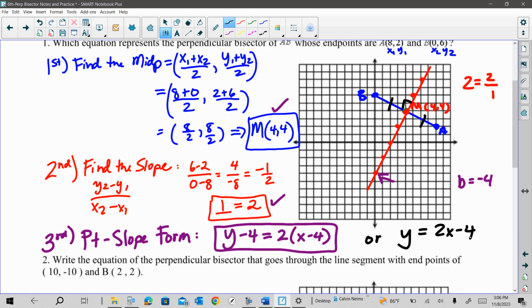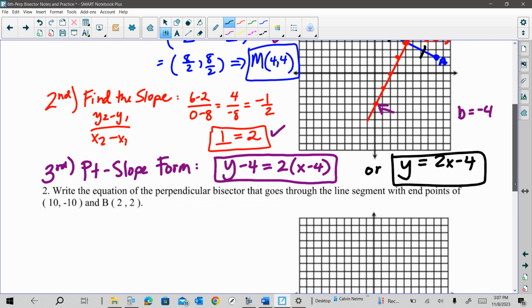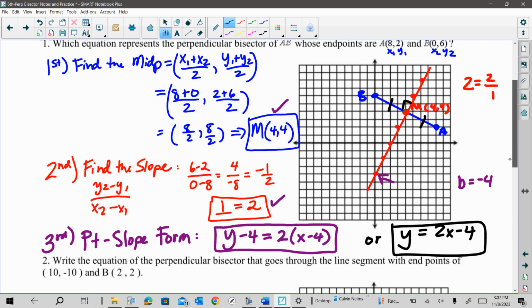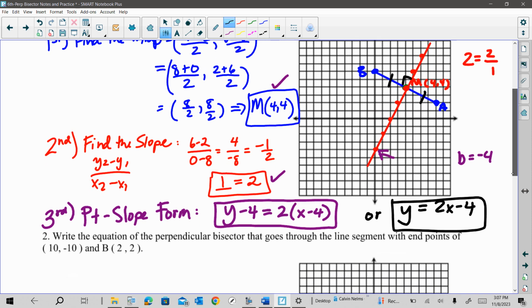Okay, so you could have got that as well. I'm not saying you have to do it one way or the other. I'm just saying make sure you can get to the correct equation. On a problem like number 2, you can either use a graph or use the 3 steps that I just showed right here. Find the midpoint first, find the slope, then point slope form.